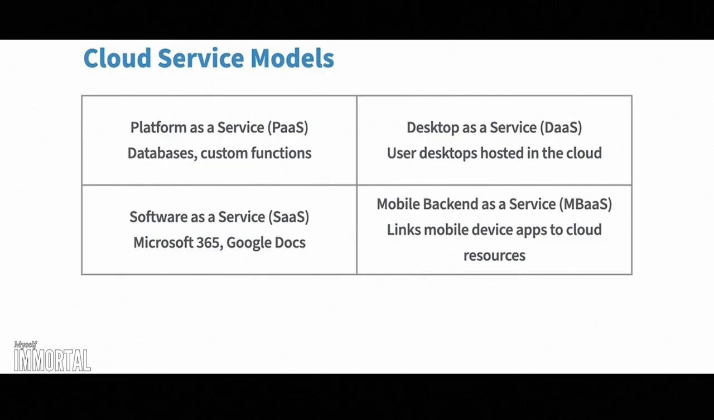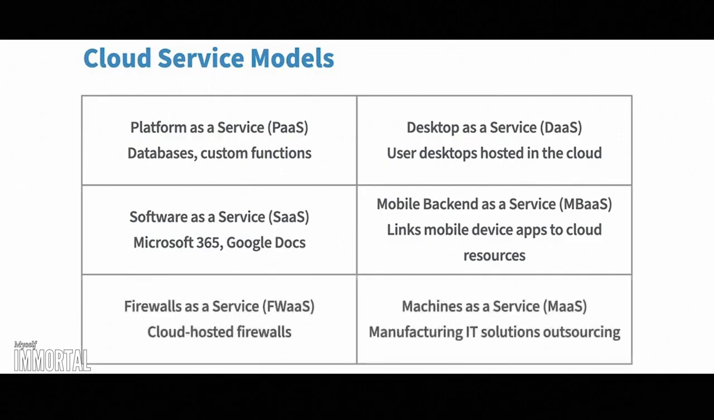Then Mobile Backend as a Service, or MBaaS. This allows us to link mobile device apps to cloud resources like backend databases. So MBaaS would be of primary interest to software developers. Firewalls as a Service, FWaaS, cloud-hosted firewalls. Machines as a Service, or MaaS, is used by the manufacturing industry for IT solutions that are hosted or managed by a third party.